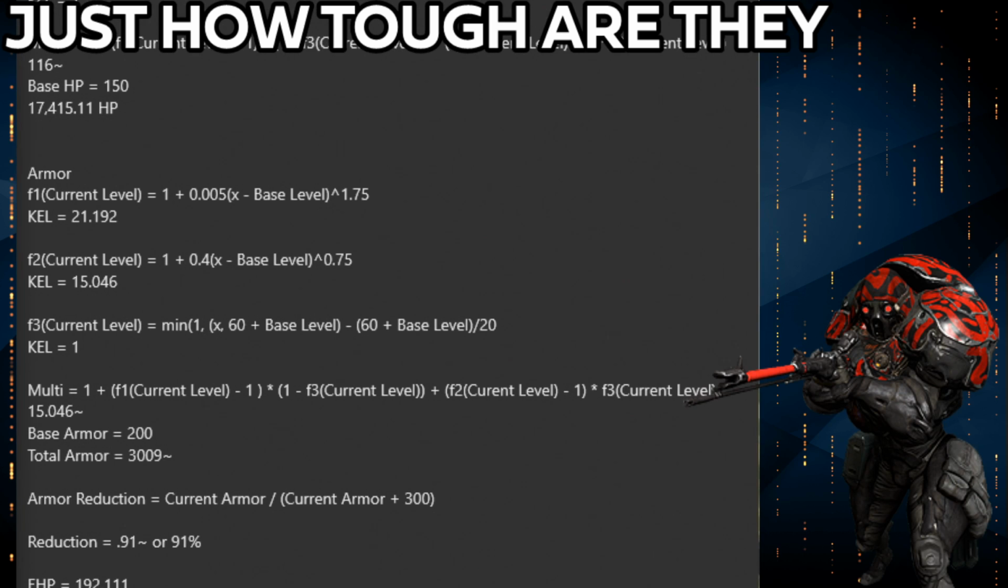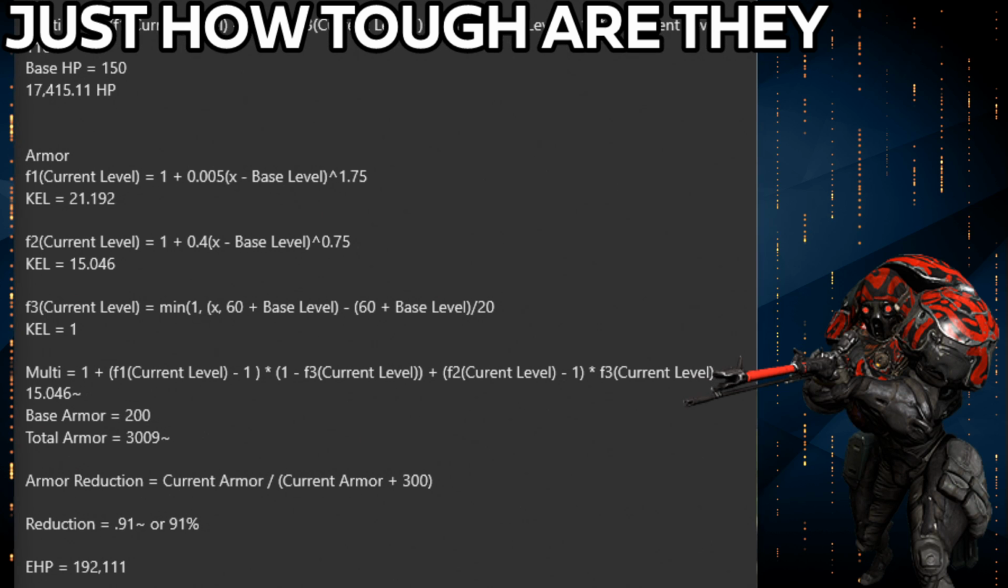For that, we need to apply the armor damage reduction they're getting to their health. So we get their damage reduction from the current armor divided by current armor plus 300. And we see that they have about 91% damage reduction, which is pretty good. And that brings their EHP to 192,000. And that's quite a bit more than 17,000, obviously.